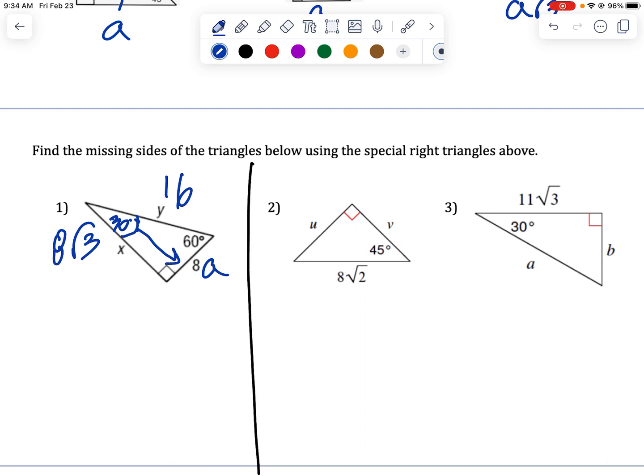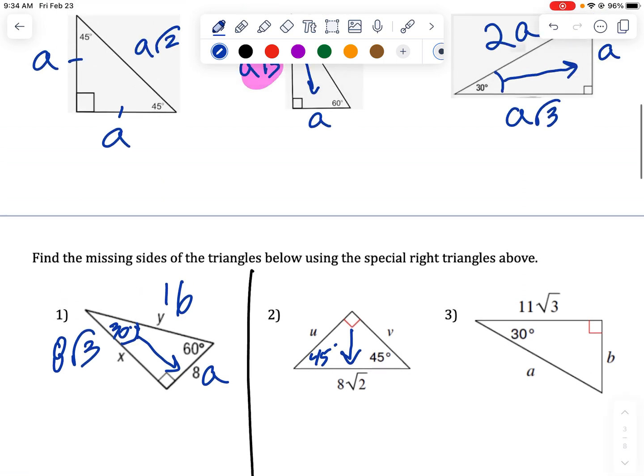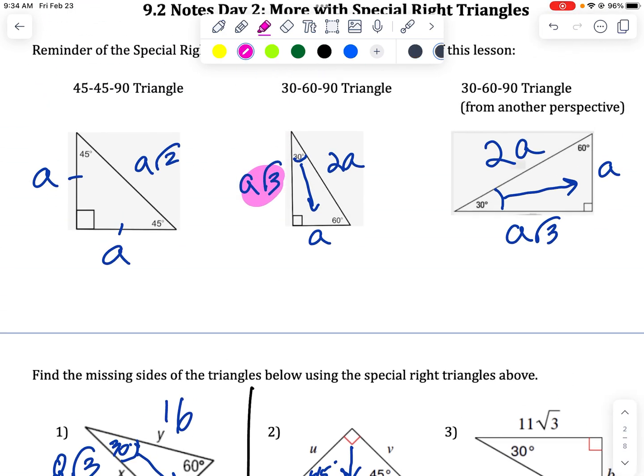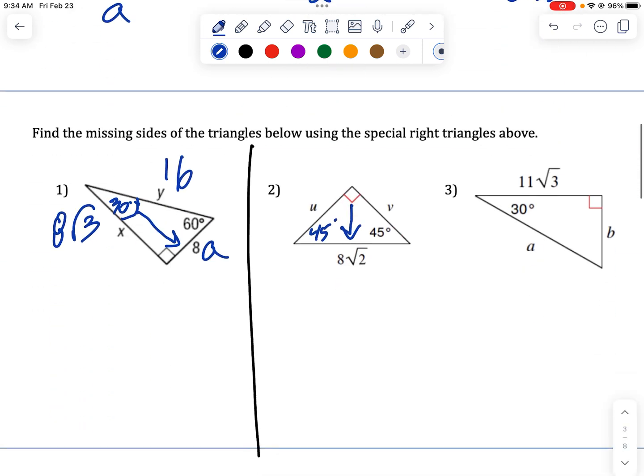Let's look at this one. The side that I'm given is across from my 90 degrees. This is a 45, 45, 90 triangle. My hypotenuse of my 45, 45, 90 is A root 2. That means this side represents A root 2, so my A value is 8. That makes this side 8 and this side 8.